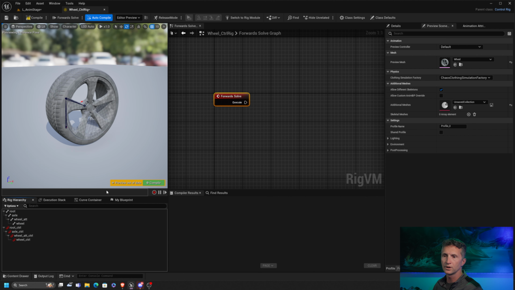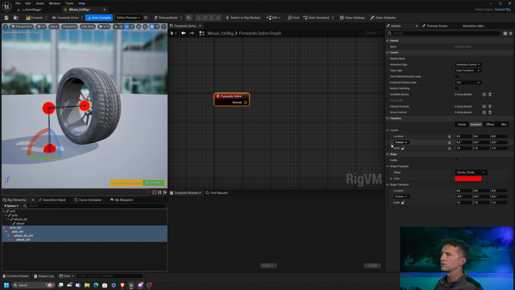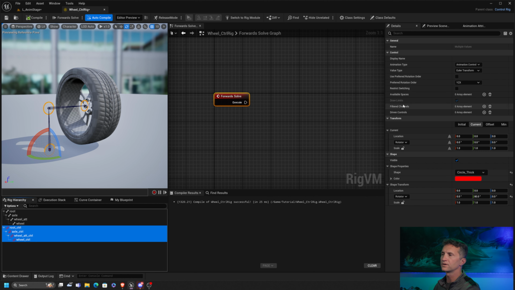I'm going to do new, add controls for selected. Let's pick them all, and let's set them to circle thick, and let's rotate them 90. Oh, interesting. They didn't all update. Oh, that's wild. I actually had to compile that time. I've never seen that before. Okay, so that's not the direction we want to rotate.